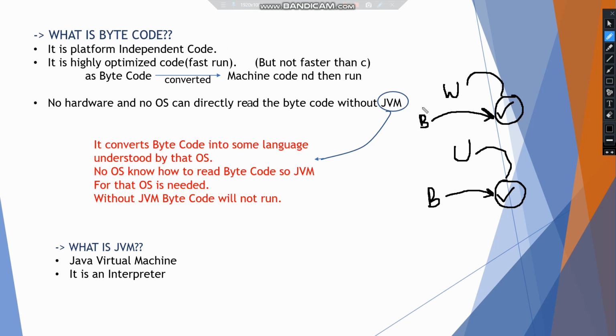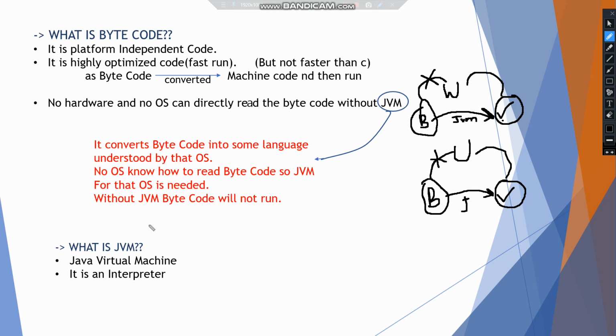As you can see, this bytecode is common here. Without the help of JVM, which is converting bytecode into some understandable language, Windows cannot read this bytecode directly. Neither of the operating systems can do this. So we need JVM for that purpose.